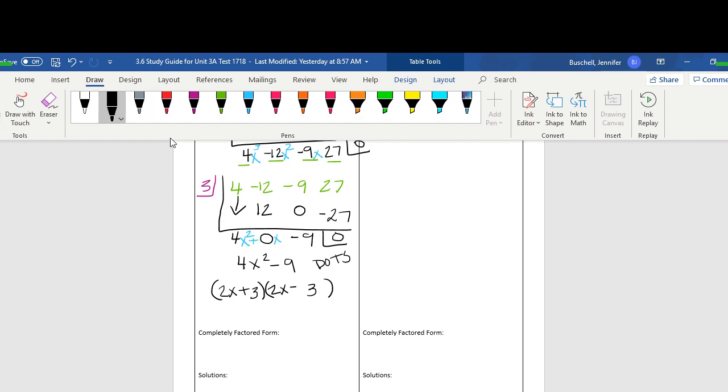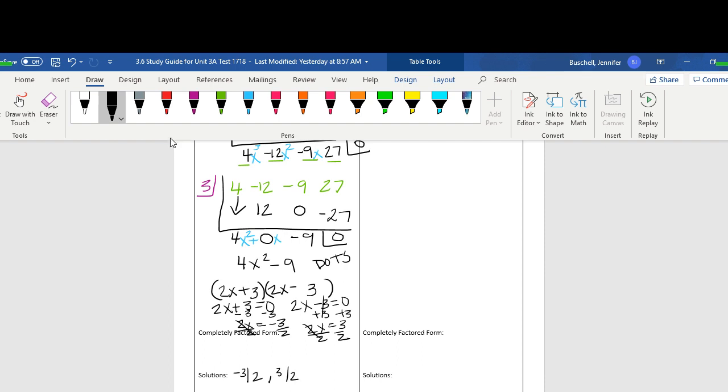To figure out what the actual solutions are, I'm going to set these equal to 0. So 2x plus 3 equal to 0, and 2x minus 3 equal to 0, and solve. Okay, so subtract 3. So I get 2x equals negative 3. Divide by 2. So one of my solutions is negative 3/2. Add 3 to the other equation. So I'm left with 2x equals a positive 3. Divide by 2. So my other solution is a positive 3/2.